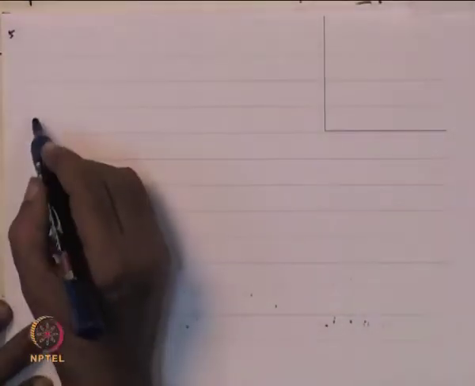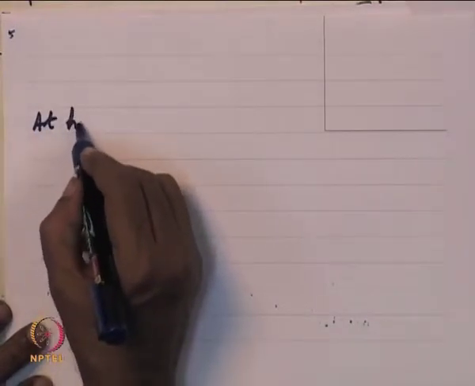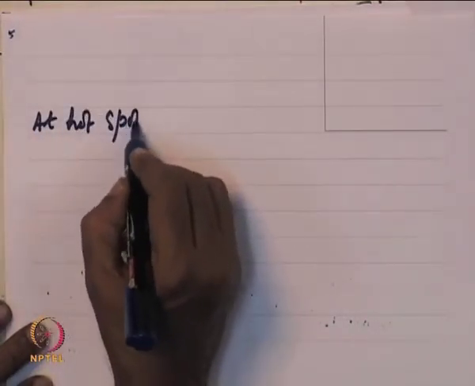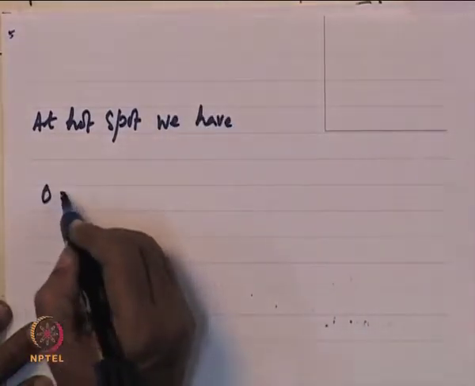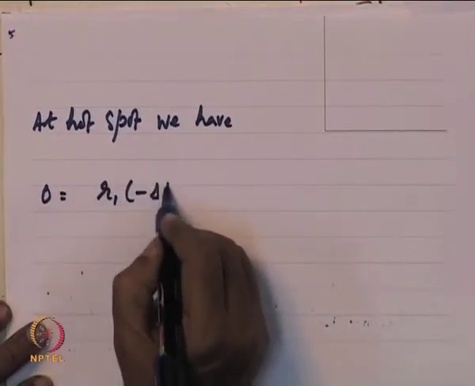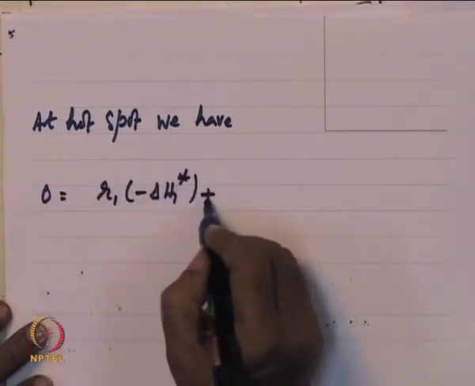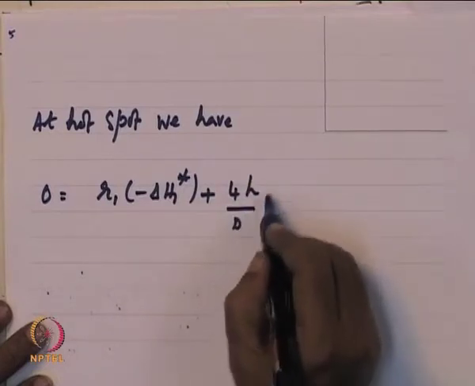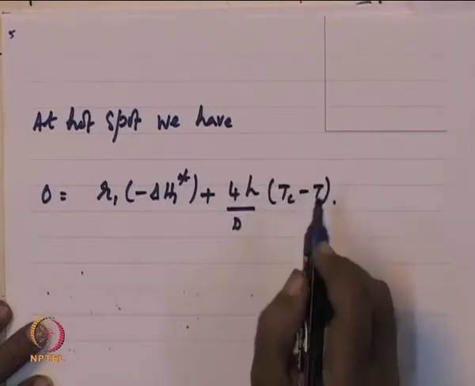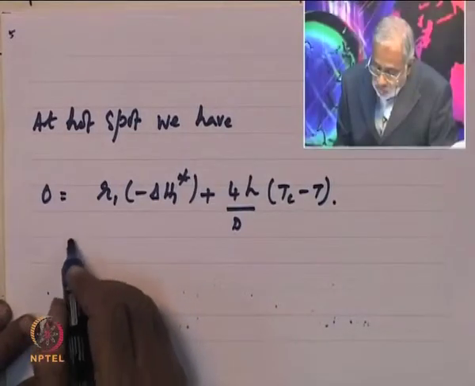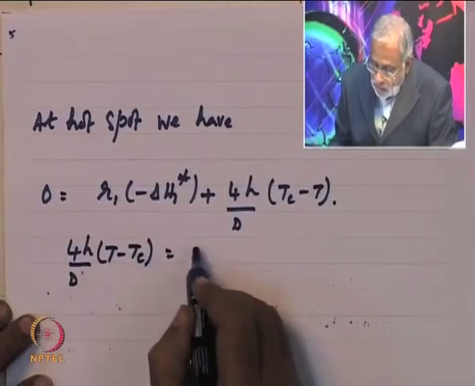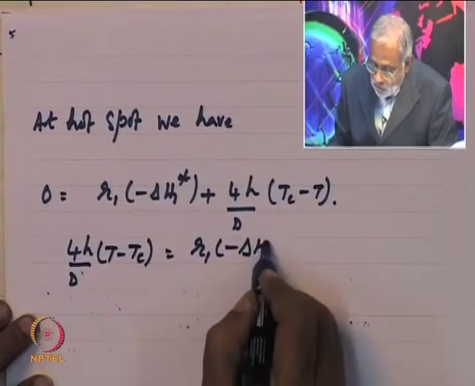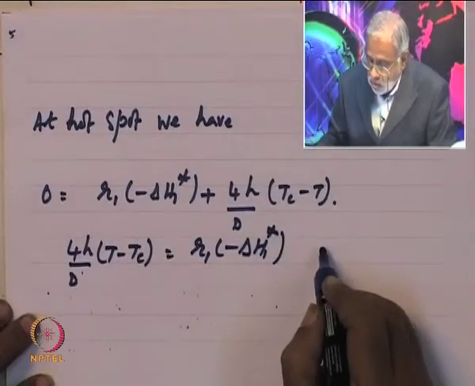In other words, at the hot spot, we have 0 equal to R1 times minus delta H1 star plus 4H by D times Tc minus T. Or I can write this as 4H by D times T minus Tc equal to R1 times minus delta H1 star, at the hot spot.